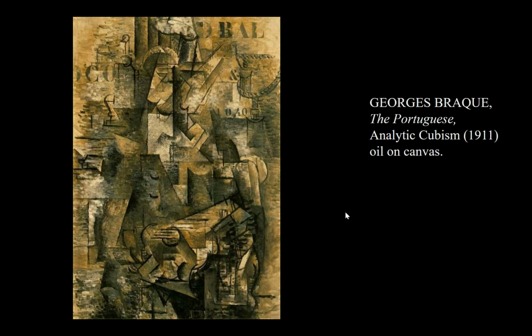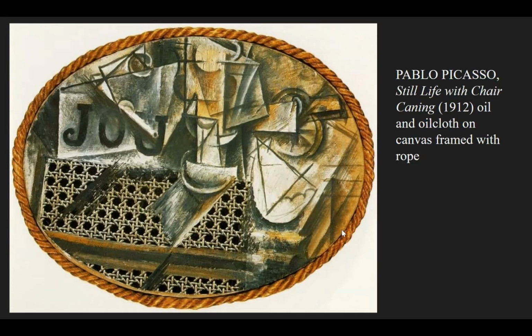Our museum has numerous works by both of them. Here is Still Life with Chair Caning. And this is an example of a collage where he's incorporating different materials. Think of how we saw that Degas sculpture where he incorporated the cloth onto originally wax and then bronze sculpture. So here we have this rope. We have what looks like chair caning, but it's actually a print of chair caning. So there's this play on it.